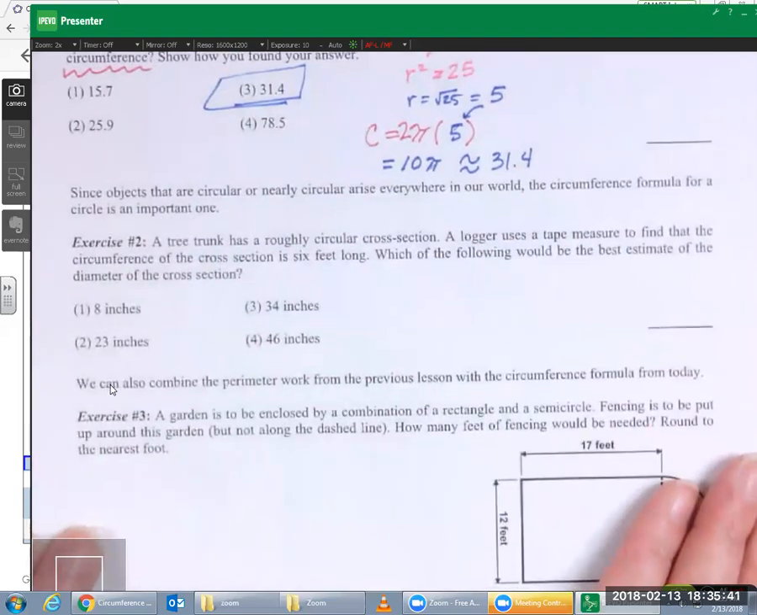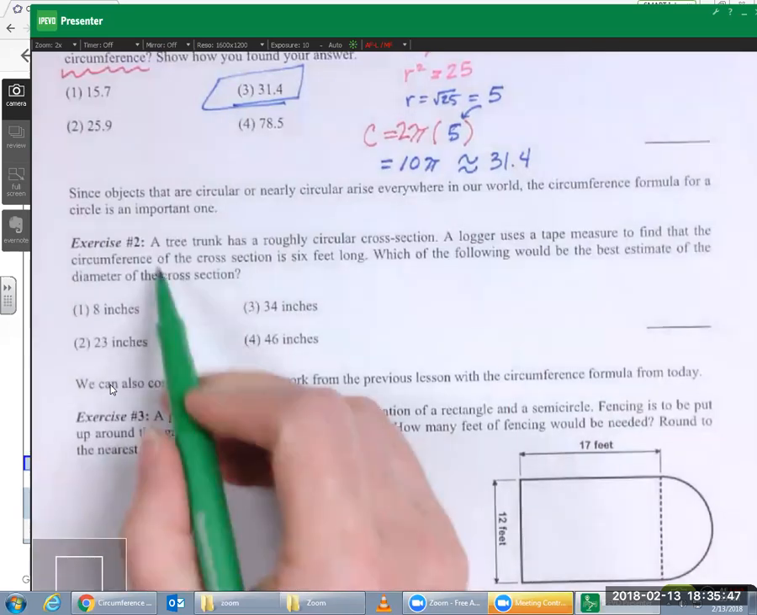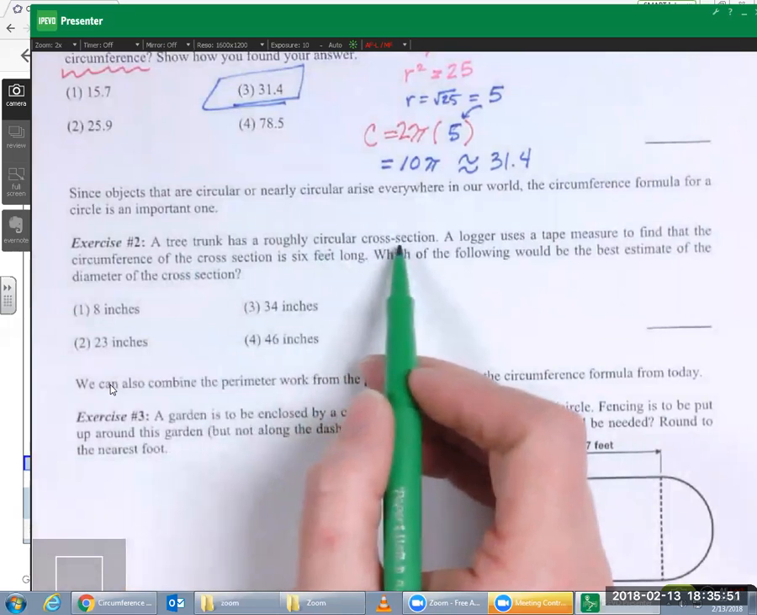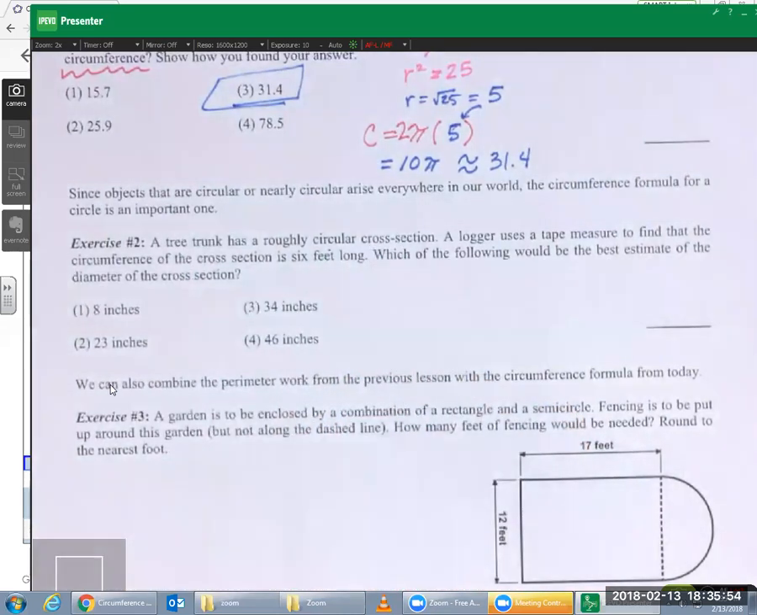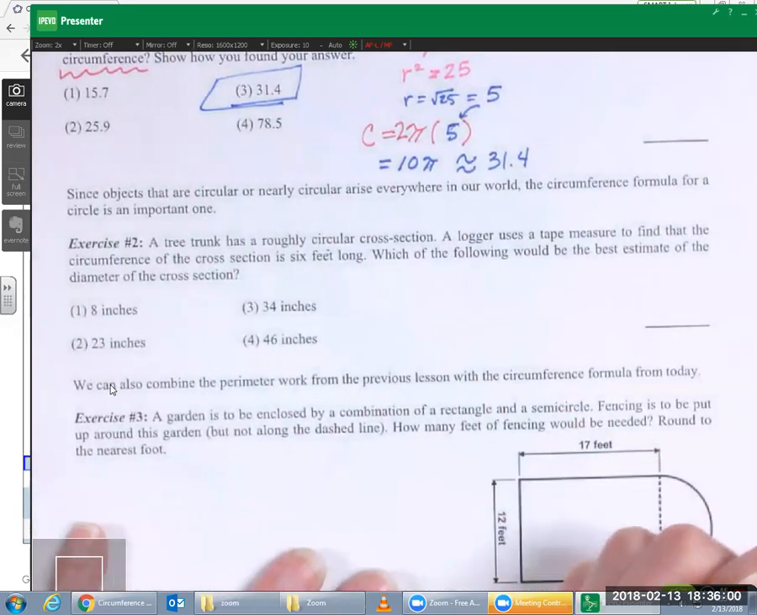Now a tree, there are circles in trees. If you think about cutting a tree down, you're going to see a circle. And that's what this first statement is saying. A tree trunk has a roughly circular cross section. That means we're cutting it down. So a logger uses a tape measure to find that the circumference of the cross section is 6 feet long, which is going to be the best estimate of the diameter.